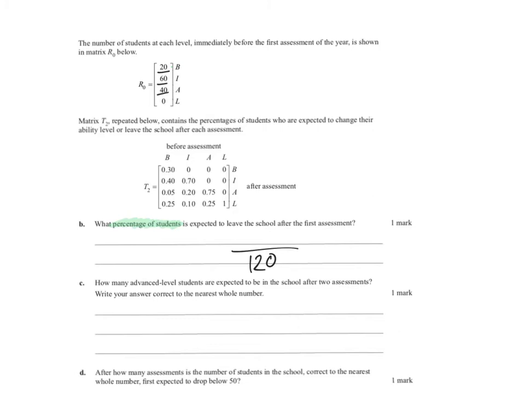So if a student was in the beginner level, 25% of them are going to leave. So 20 were beginners, 25% of them are going to leave. And then you just go through. We had 60 that were intermediate, 10% are going to leave. All right, 40 were advanced, 25% of them are going to leave. And we've got no students who have left, so we don't have to worry about that.